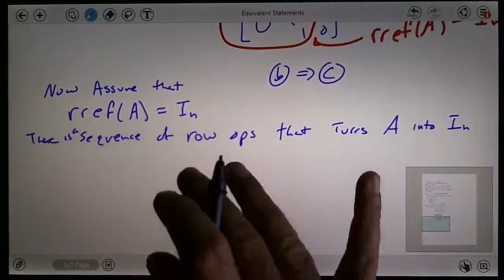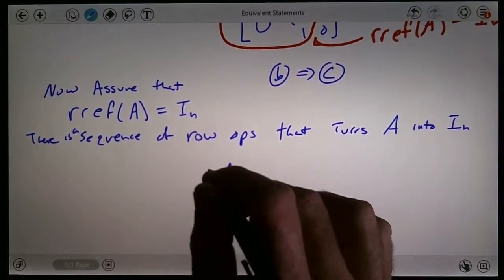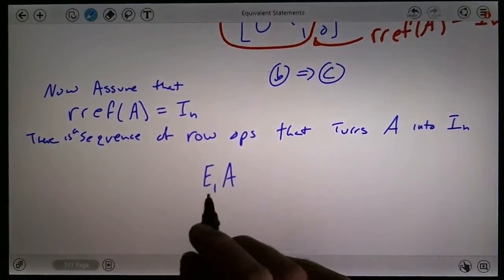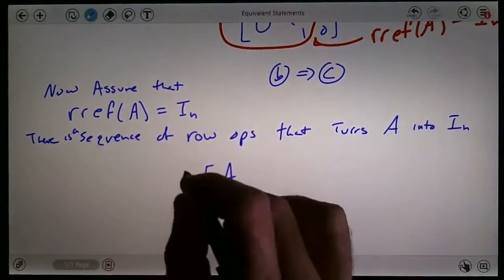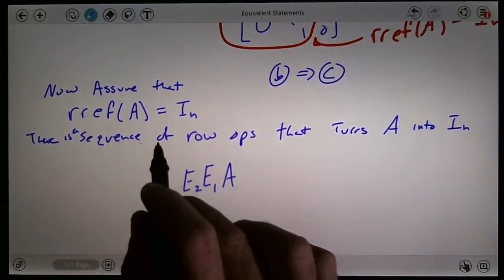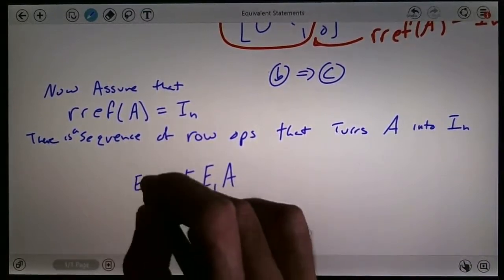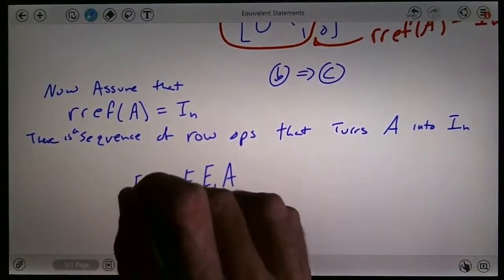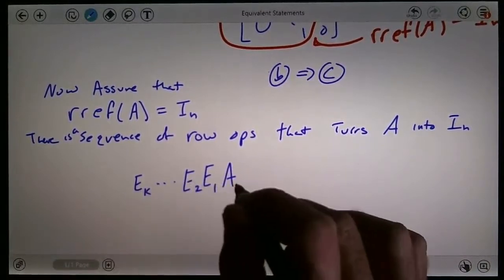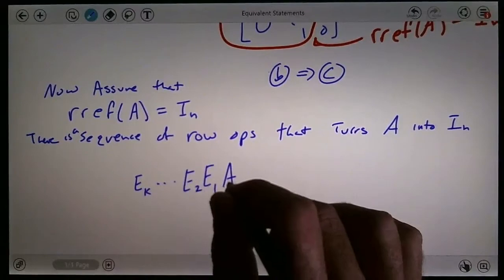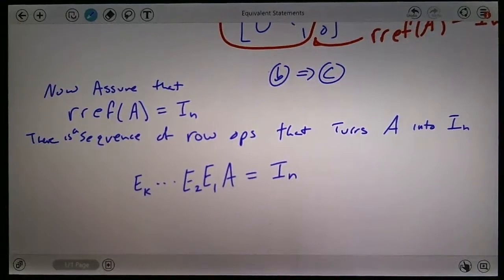So what I want to do instead is think of those row operations as saying, we'll start with A, and we're going to multiply by an elementary matrix corresponding to the first row operation that you use. And then you're going to multiply by E2, which would be the second row operation in this sequence, all the way up to E_K, I don't know how many there are, so that multiplying A by each one of these elementary matrices would be the same as taking A and doing the same sequence of row operations, and you know that that boils down to the identity matrix.